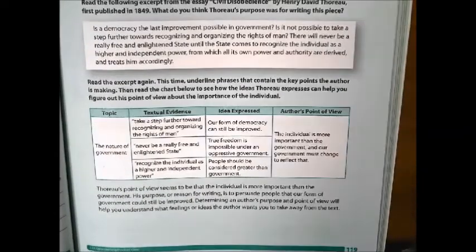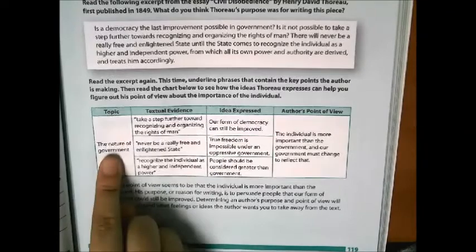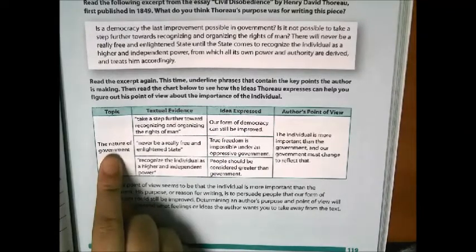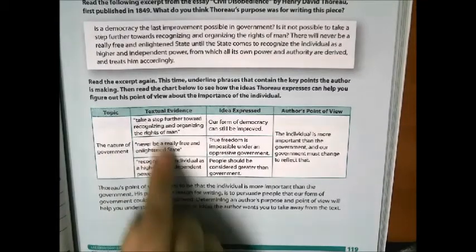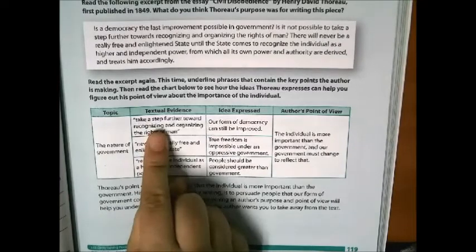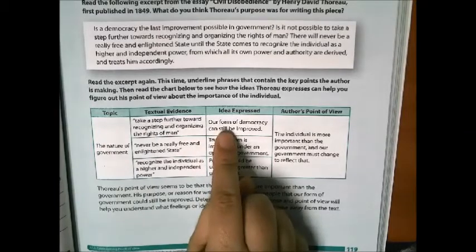So let's go ahead and look at the chart at the bottom. So the chart says that the topic is the nature of government. So we have three pieces of textual evidence. The first one says, take a step further toward recognizing and organizing the rights of man. The idea expressed is our form of democracy can still be improved.